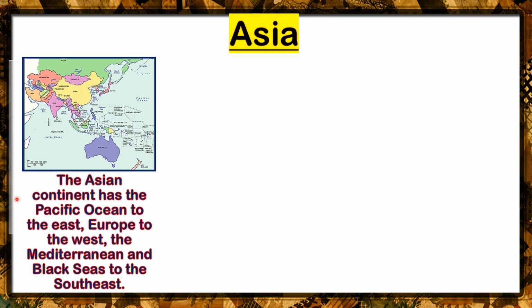The Asian continent has the Pacific Ocean to the east, Europe to the west, and the Mediterranean and Black Seas to the southeast. Now, class, let me just tell you about Asia and Europe. These 2 continents are very close to each other, and in fact, they are only separated by the Ural Mountains. So without the Ural Mountains, Asia and Europe would be called Eurasia. Some parts of Russia are located in Europe, but a bigger part of Russia is located in Asia. That's why Russia is considered an Asian country.